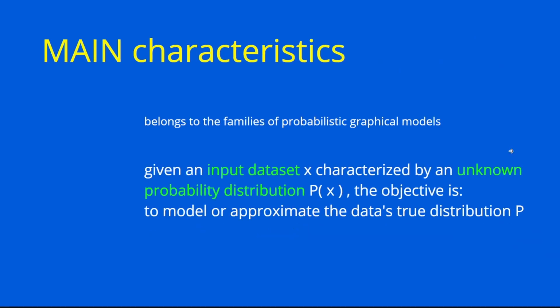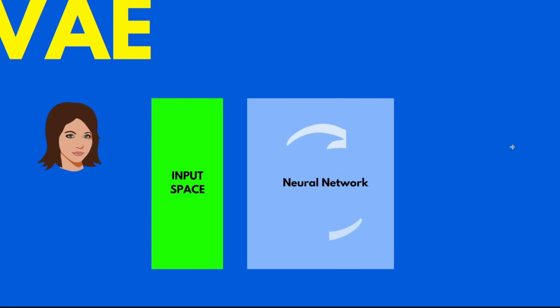What is it? Now, it belongs to the family of probabilistic and graphical models. So, probabilistic means we are here in mathematical probability theory, and graphical means we're in graph theory models. So, you already can see there's something different. But the really important piece is here, the sentence. Given an input sentence x characterized by an unknown probability distribution p of x, the objective is to model or to approximate the data's true distribution P. So as you can see, we are here not dealing with hard facts, but with unknown probability distributions.